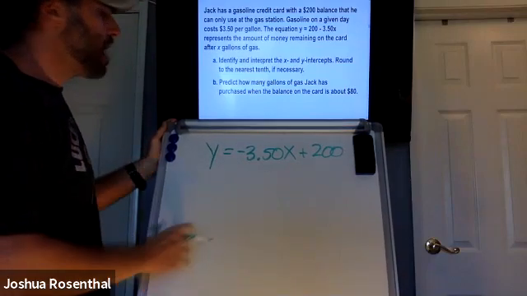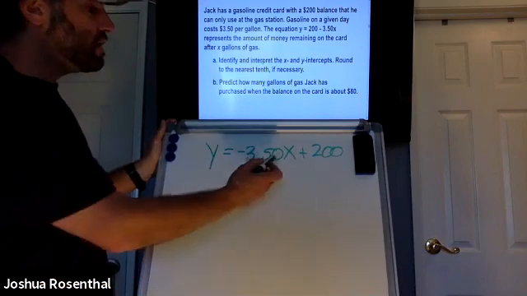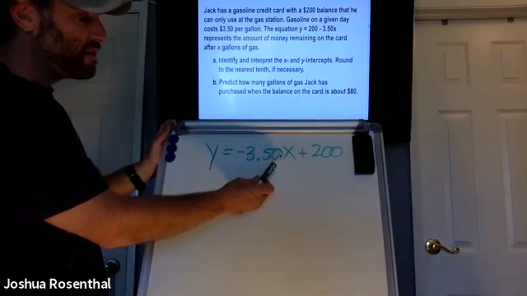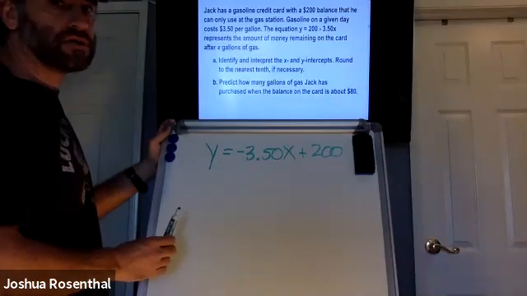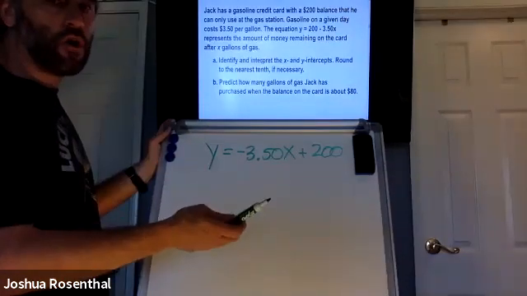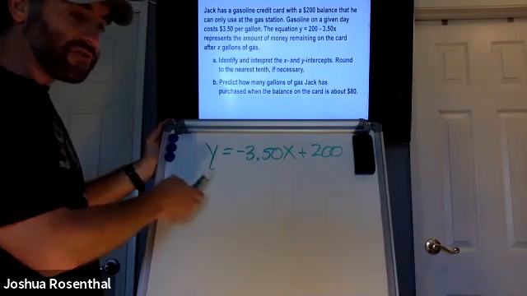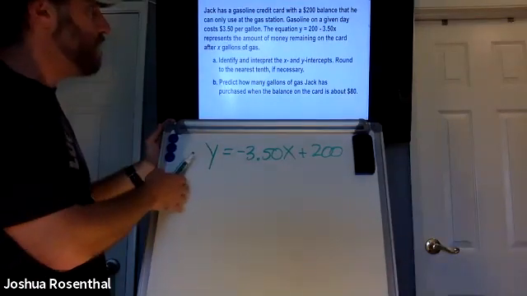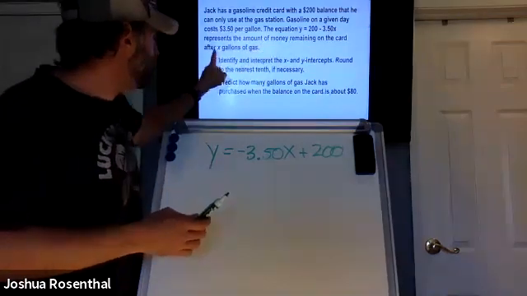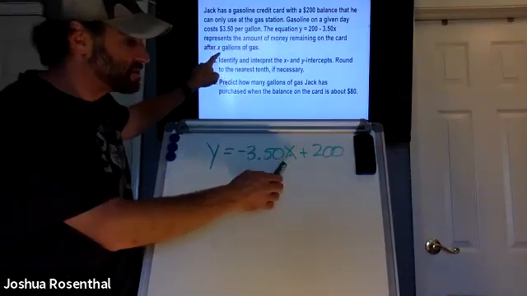And that represents, when you do that, let's say I get 1 gallon of gas, I have to take the 350 away from the $200 I have to spend. What's left over is what I have left on the card to spend. So that's why this Y represents how much is remaining on the card after I buy X gallons of gas.